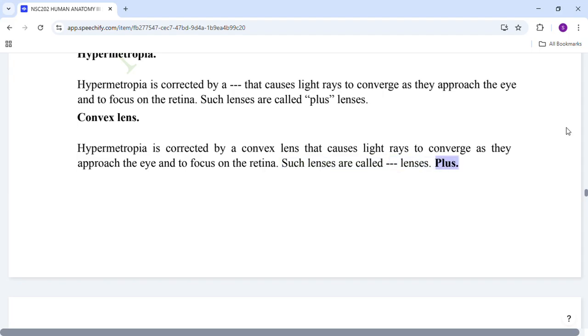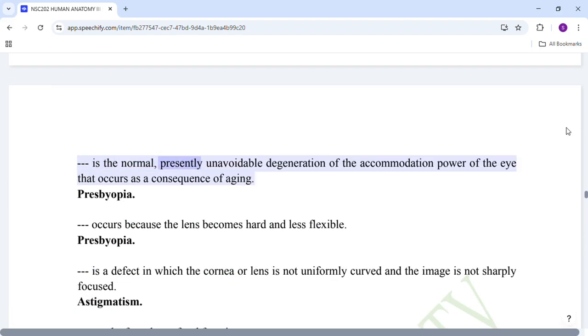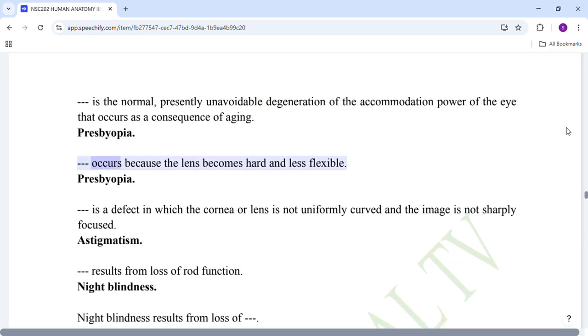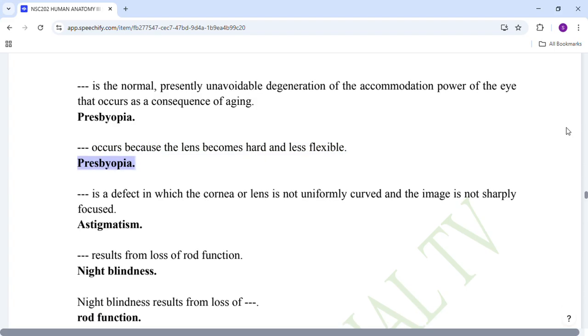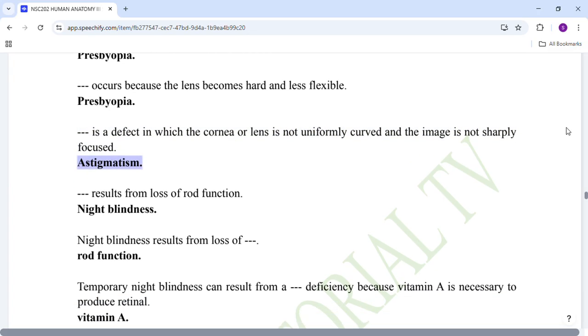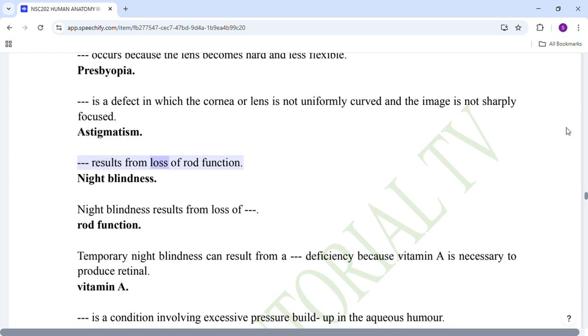Presbyopia is the normal, presently unavoidable degeneration of the accommodation power of the eye that occurs as a consequence of aging. Presbyopia occurs because the lens becomes hard and less flexible. Astigmatism is a defect in which the cornea or lens is not uniformly curved and the image is not sharply focused.